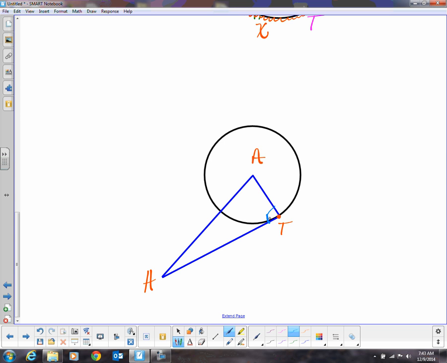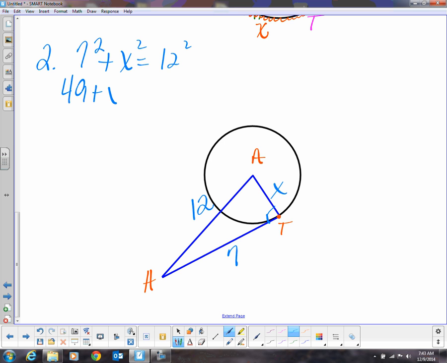Then they told us that TH is 7. They told us that HA is 12. And they want you to find AT. Those are not angles, those are sides. But it is a right triangle. How do you do it? 7 squared plus x squared equals 12 squared. This is going to be 49 plus x squared equals 144. I'm subtracting 49 from both sides. So that is going to be 95, I think.